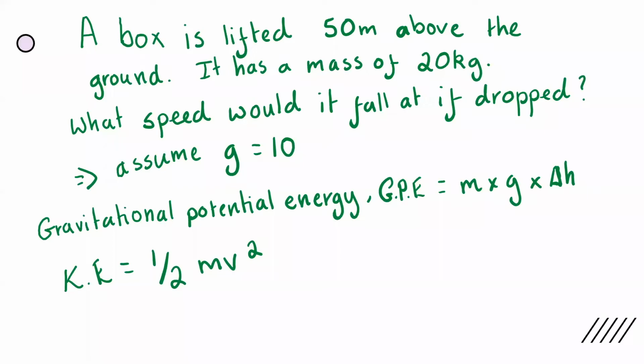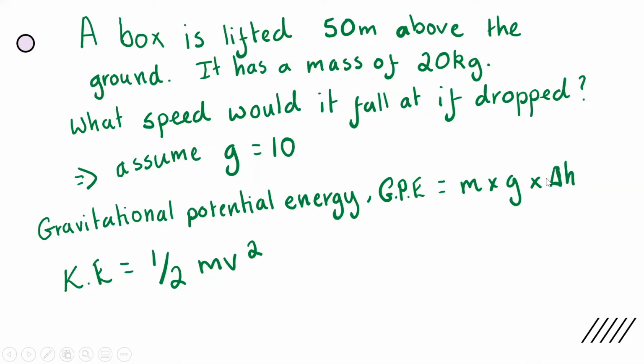The last one, going to combine 2 different equations, often seen in exams. A box is lifted 50 meters above the ground. It has a mass of 20 kilograms. What speed would it fall at if it dropped? Assume g equals 10. So that's gravitational field strength is 10. First of all, we need to find out how much energy it's got. You need to use two equations in this. The first one is gravitational potential energy, GPE, which is m g delta h.